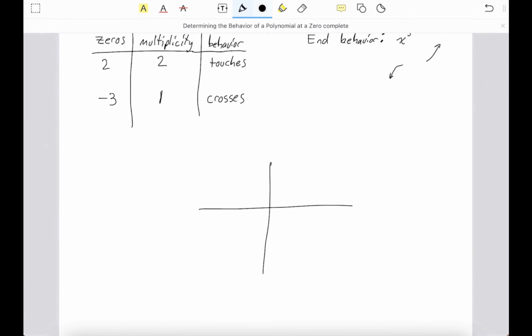I'll first plot my zeros. So negative 3 and 2. And now I'll start with the end behavior to the left. At negative 3, it says it crosses. And then at 2, it says it just touches, goes up like that.